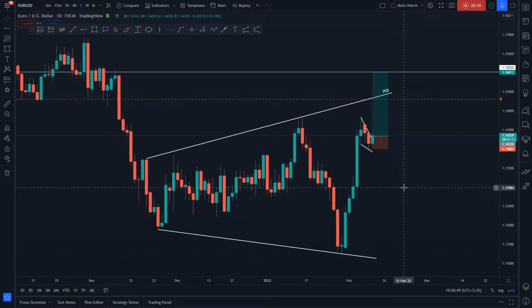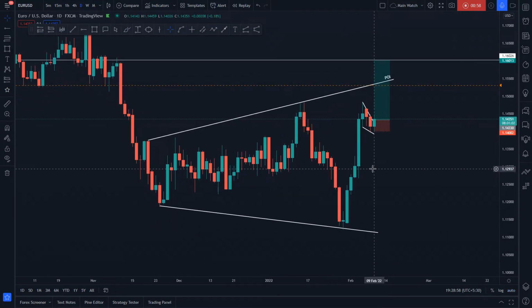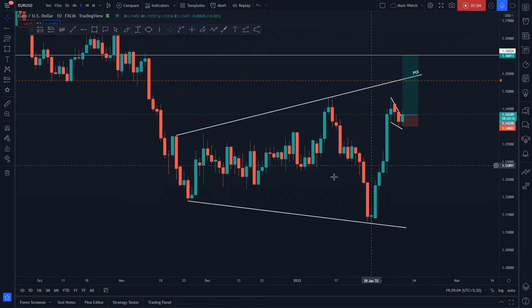I discuss the important data which is going to be released today and how it can impact the market. I hope it will add lots of value to your trades and how you look at the market. So this is the first pair. Euro USD is the first pair I'm looking at.